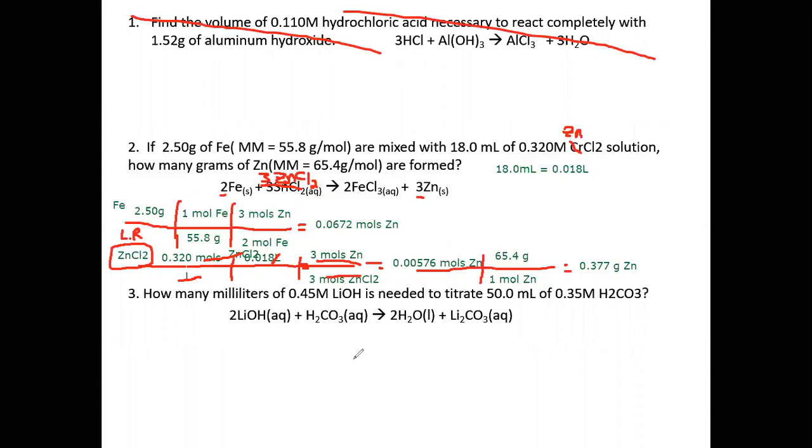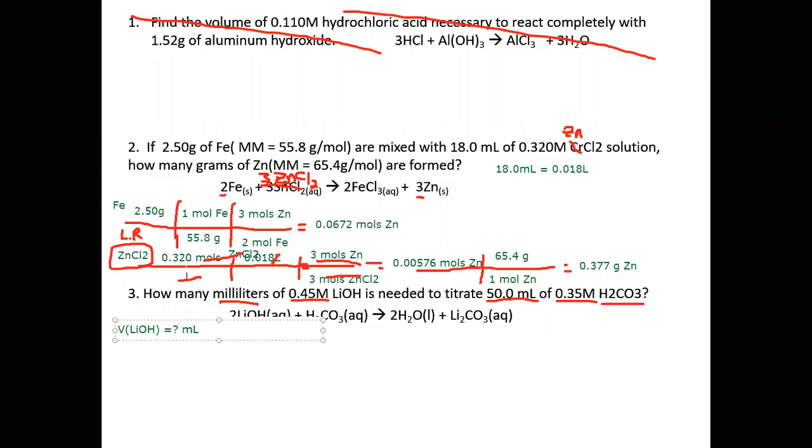Next we have another solution stoichiometry problem. We want to know how many milliliters of a 0.45 molar solution of lithium hydroxide is needed to titrate 50 milliliters of a 0.35 molar solution of carbonic acid. And it gives us the balanced chemical equation. So again, what we're looking for is volume of lithium hydroxide. And of course, it needs to be in milliliters.